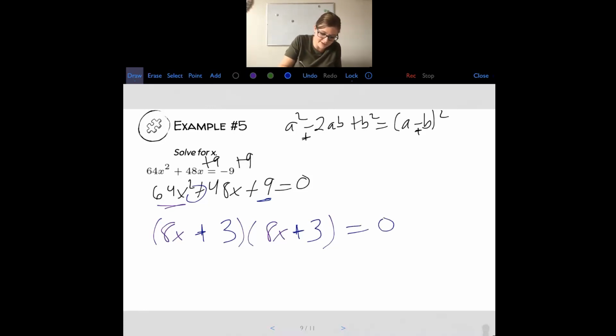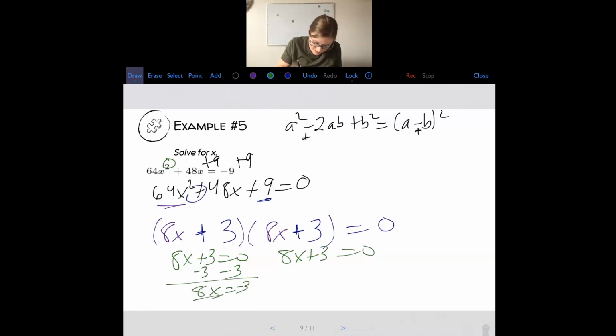Okay, so I set each factor now equal to 0. And notice they're the same thing. 8x plus 3 equals 0, 8x plus 3 equals 0. So we're going to get the same number from both. So this is a case where you have one answer. It does occur twice to preserve what's happening when you have x squared, but the answers for each are the same. So we subtract 3, divide by 8, so we get x is equal to negative 3/8. Okay, and you only need to write it once.